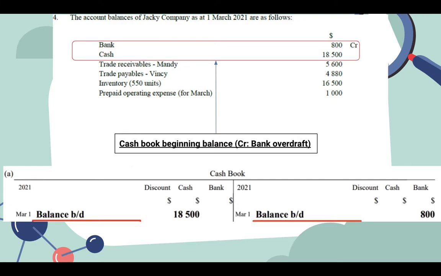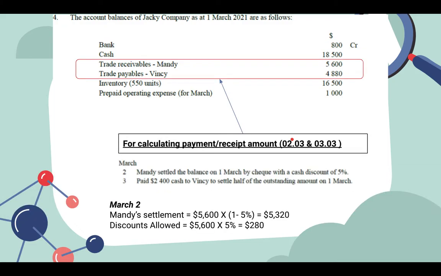Although we don't need to prepare the SOFP, we still have the bank and cash balance for the balance brought down in the cash book. Bank is a credit balance, which means we have a bank overdraft. Your balance is a negative balance for the bank, so you should put it on the right hand side of the cash book. And then we have receivables and payables as well.